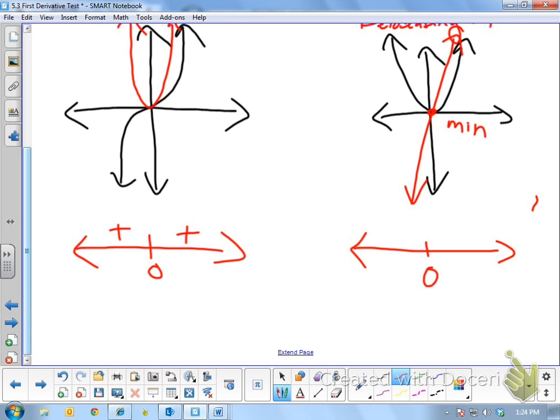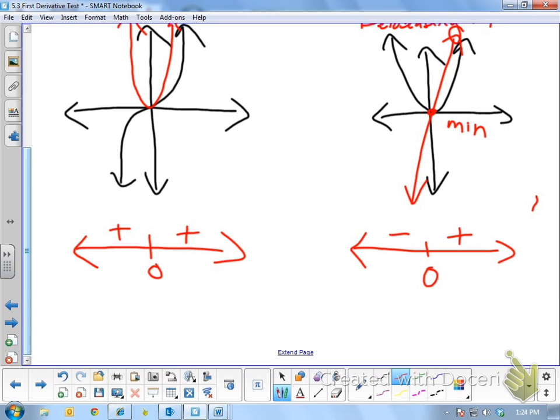So on this one, what happens when we plug in our test points? You get negative and positive. Negative to positive. So that one was no minimum. This one did have a minimum. So what conjecture can we make now?